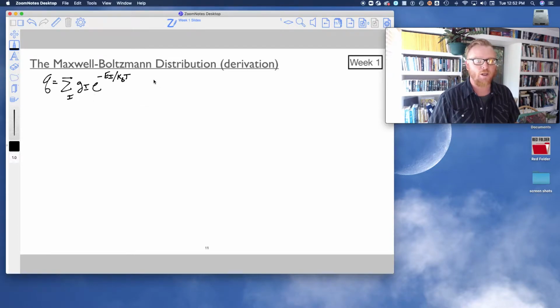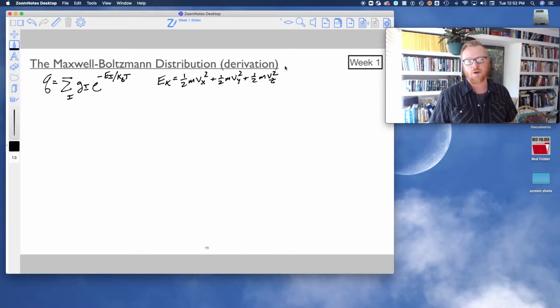So for example, we know that kinetic energy, E_K, of an object can be written as 1/2 m v_x squared plus 1/2 m v_y squared plus 1/2 m v_z squared. So already we can start to see what this whole degeneracy thing is going to give us, because motion in the x, y, or z should be degenerate for a gas. So we're going to have to take advantage of this degeneracy term.